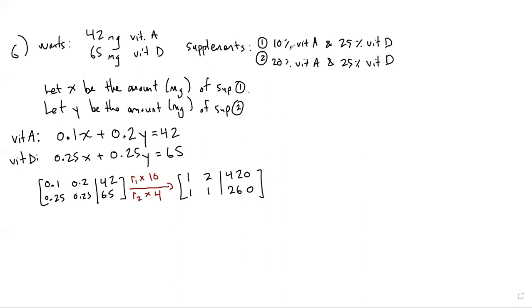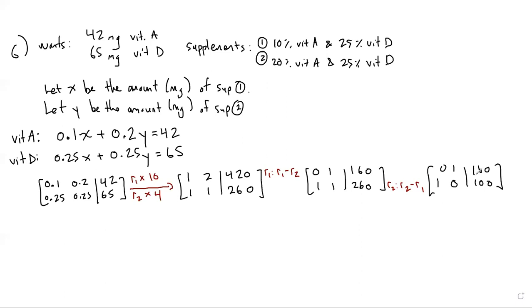If I just subtract row 1 minus row 2, that's going to get that first 1 into a 0. 2 minus 1 is 1, and 420 minus 260 is 160. And I could go ahead and put this back and solve it, but I can get another 0 pretty easily. It's jumping out at me if I do row 2 minus row 1. And that's pretty much going to solve the problem for me. So that'll be 1. 1 minus 1 is 0. And 260 minus 160 is 100.